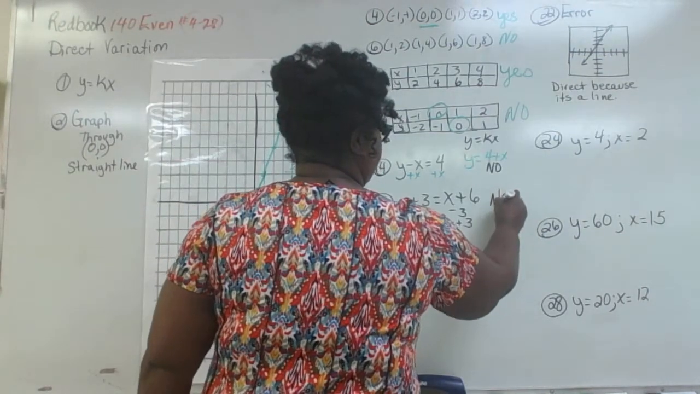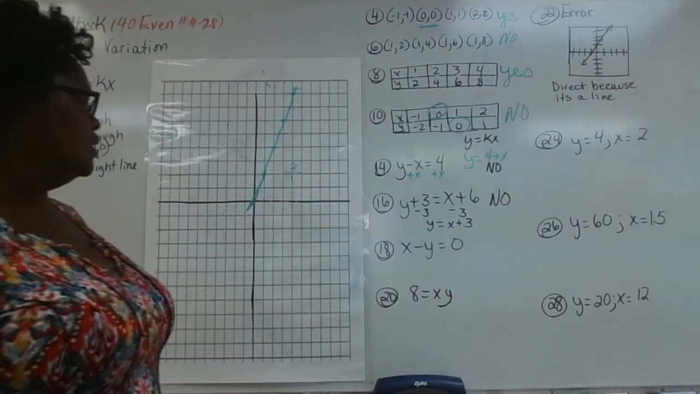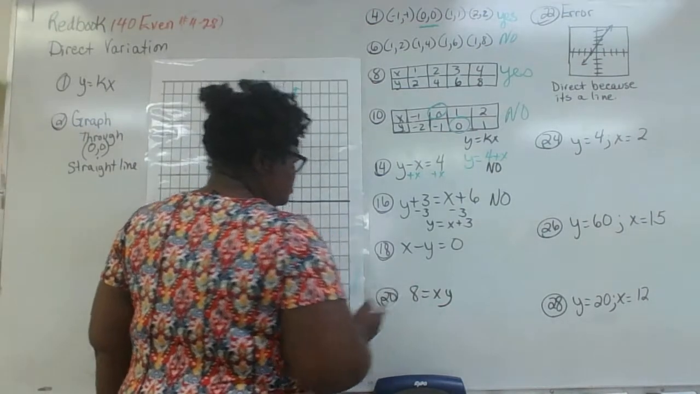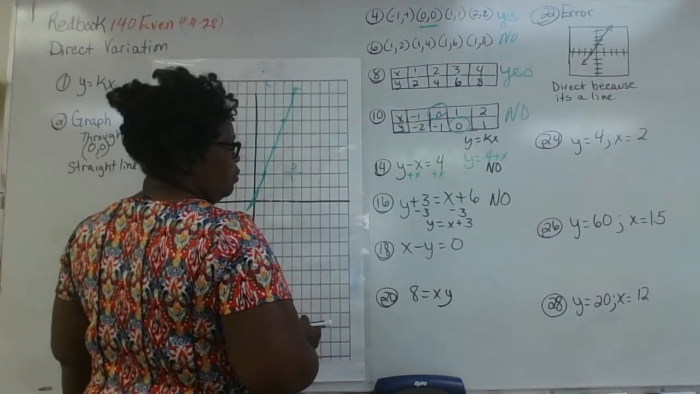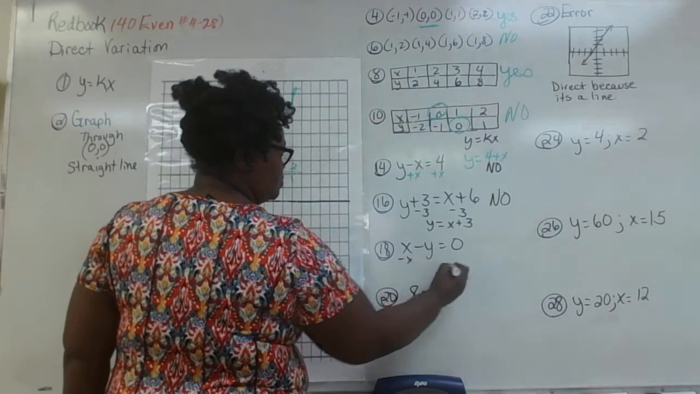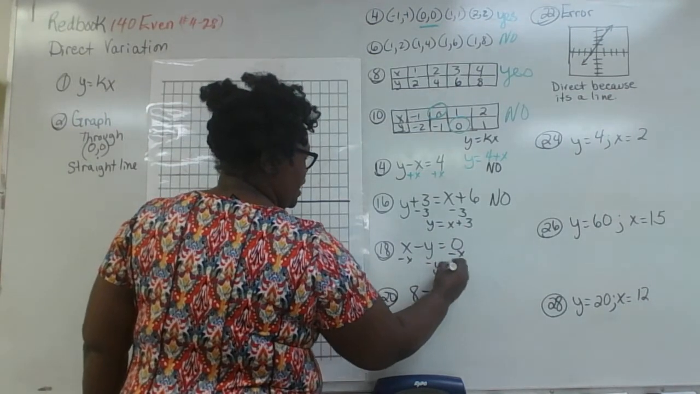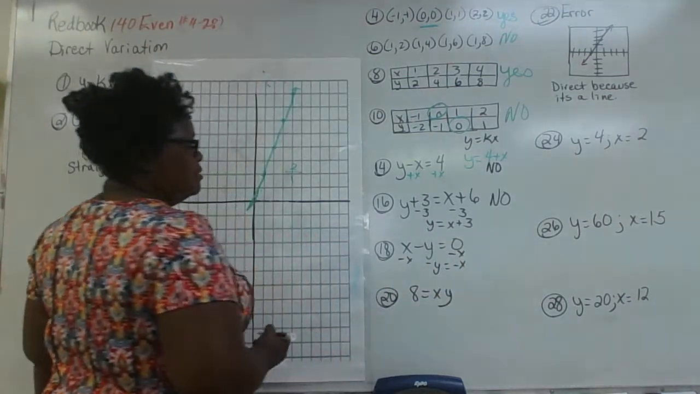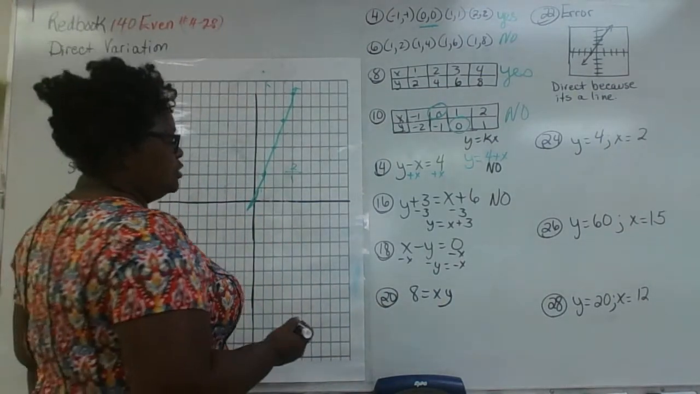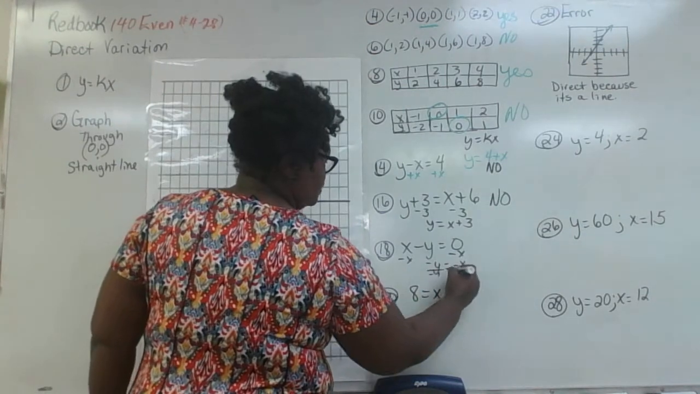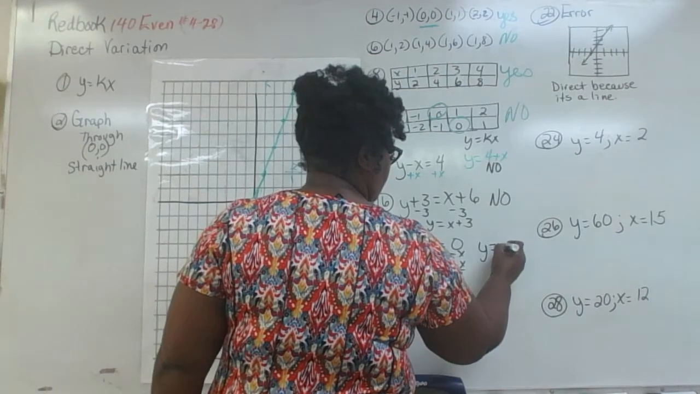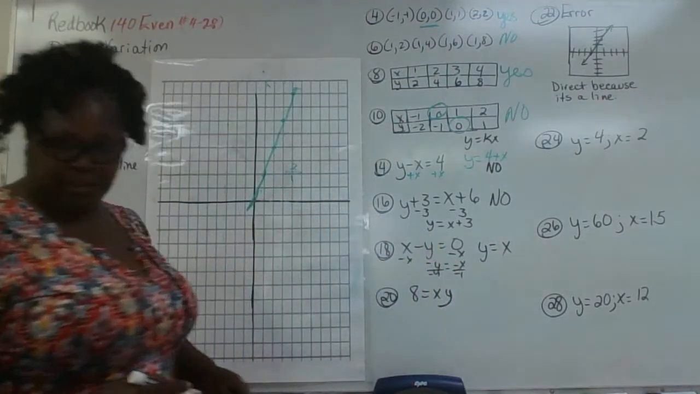cannot be written in direct variation form. All right, let's look at number 18. In number 18, we want to isolate y. So first we're going to remove the x. Instead of adding it, we're going to subtract it, so that negative y is equal to negative x. Then we cannot leave y as a negative, so we're going to divide by -1, divide by -1, and therefore y will be equal to x. All right, that's number 18.